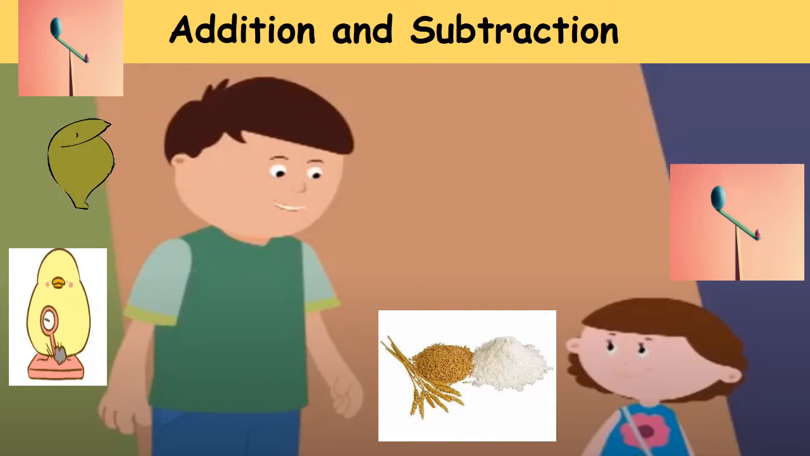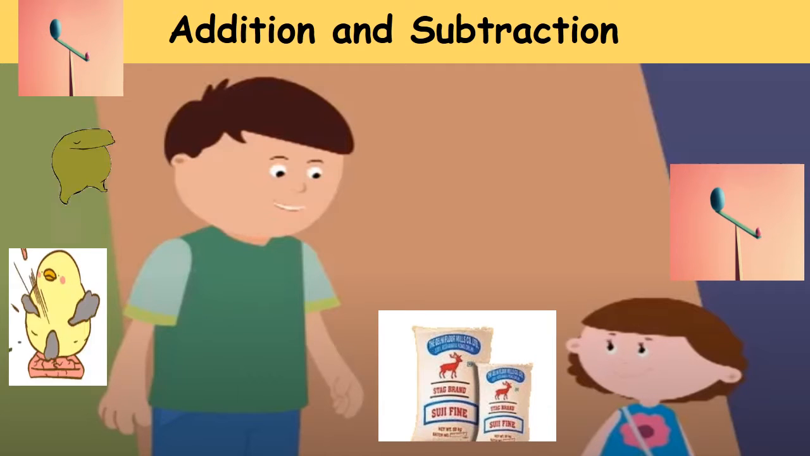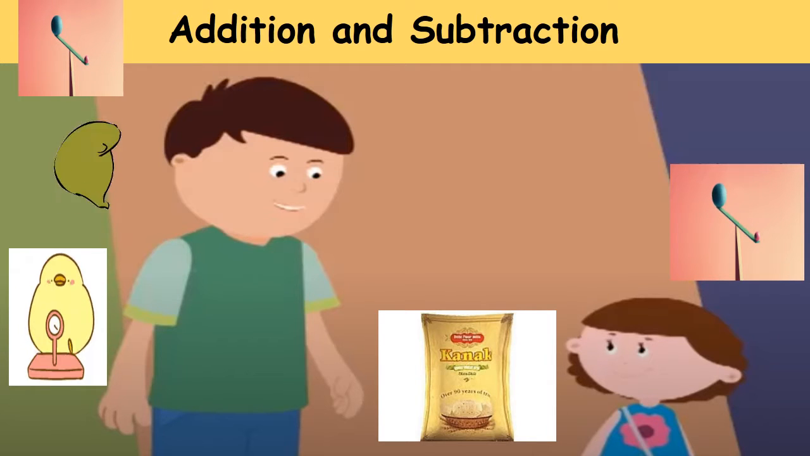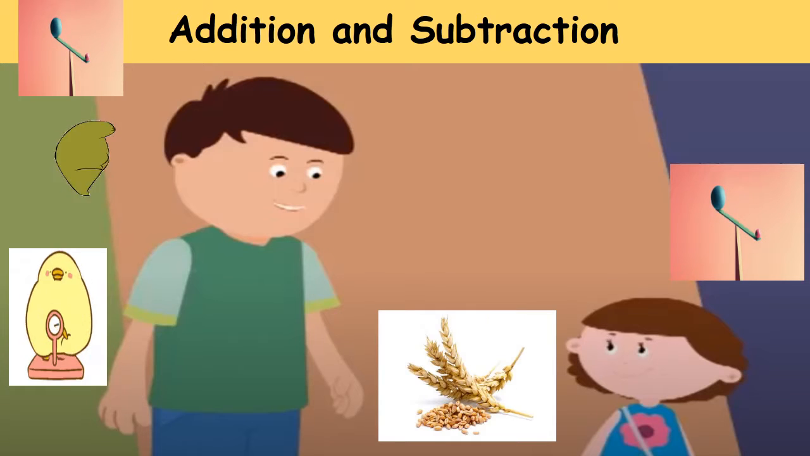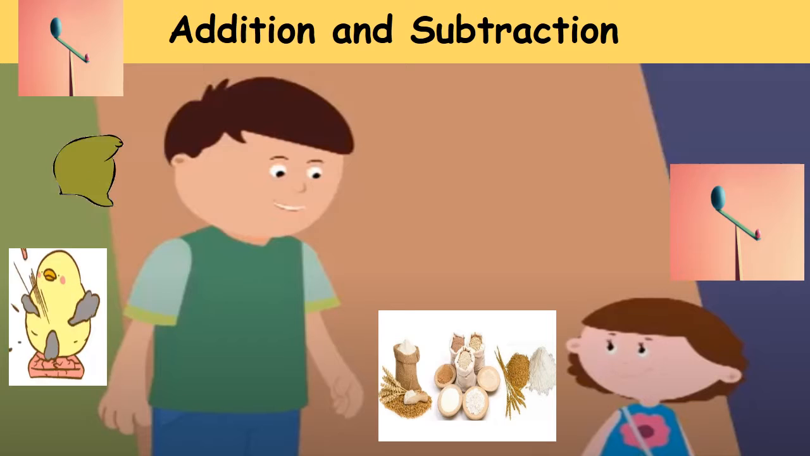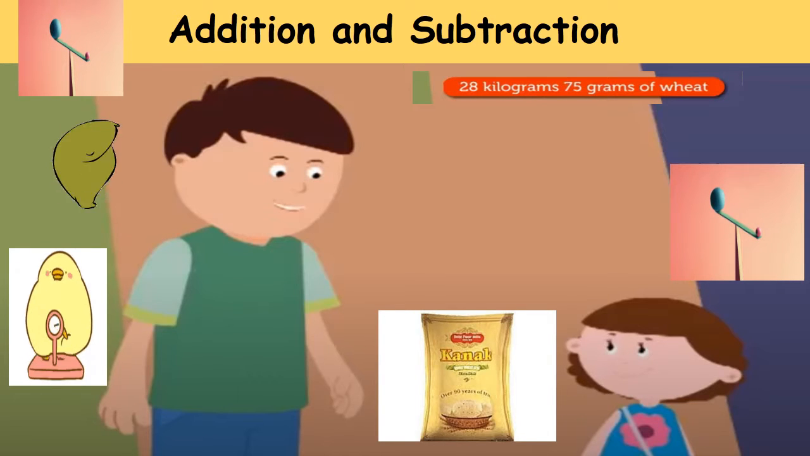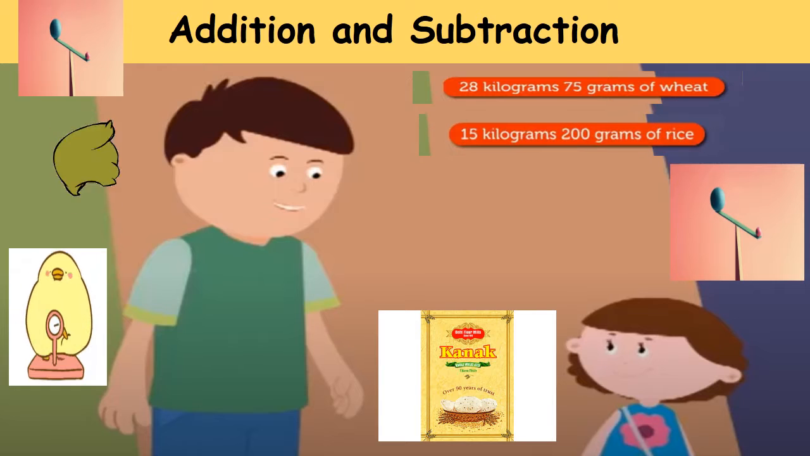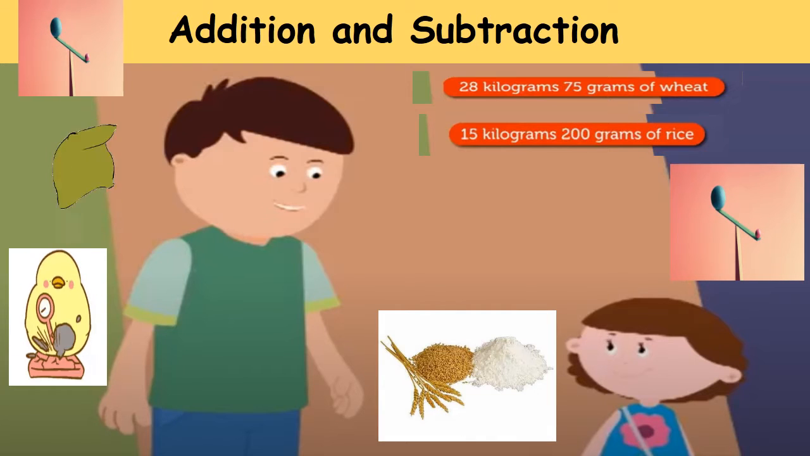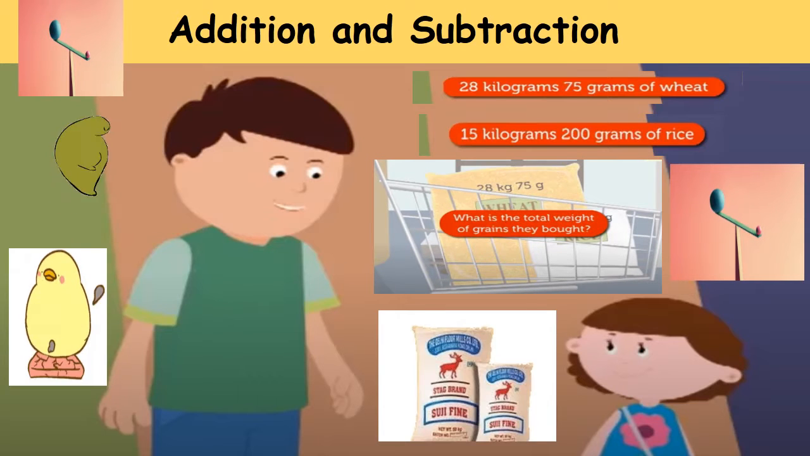So children, to understand the concept of addition and subtraction of weight, let's be with Shanvi and her father. Both of them have gone to a shopping mall to buy some grains and some other things. They have to buy 28 kilograms 75 grams of wheat, 15 kilograms 200 grams of rice. So, what is the total weight of grains they bought?